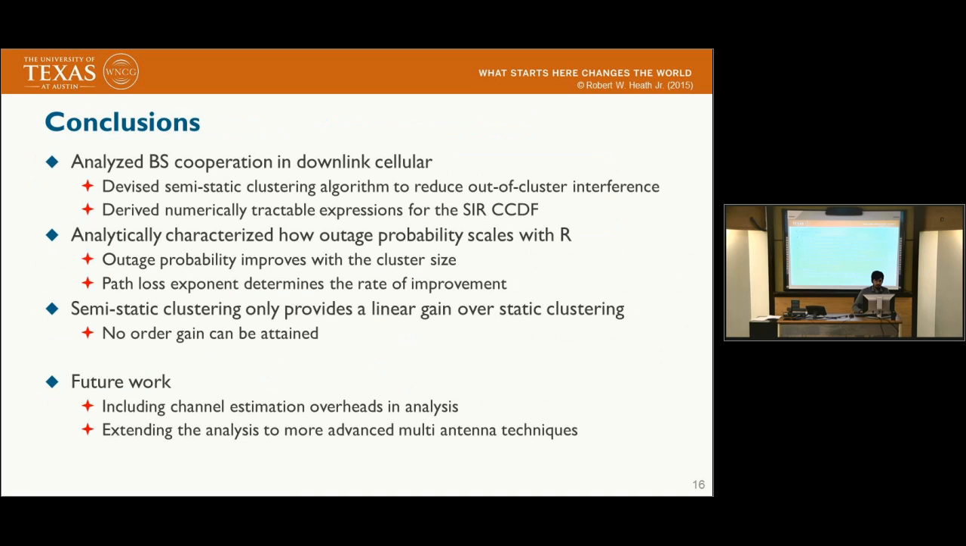And finally, to conclude, we analyzed base station cooperation in downlink cellular using a semi-static clustering algorithm and derived numerically tractable expressions for the SIR CCDF. We also looked at the scaling behavior of the outage probability in terms of the cluster parameter R, and found that the outage probability improves with the cluster size, and the path loss exponent determines the rate of improvement. And we also quantified the gain from semi-static clustering over static clustering. Results suggest that semi-static clustering only provides a linear gain over static clustering. No order gain can be attained.